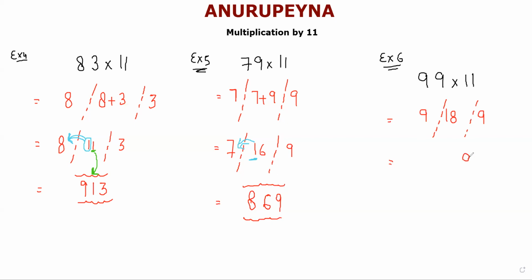So the rightmost 9 is there. And then in 18 you have to keep only 8. So what can we do for this one? We have to transfer this 1 to the next number. And this 9 and 1 will merge to make 10. So our answer is 1089. So that is our first level of multiplication with 11.